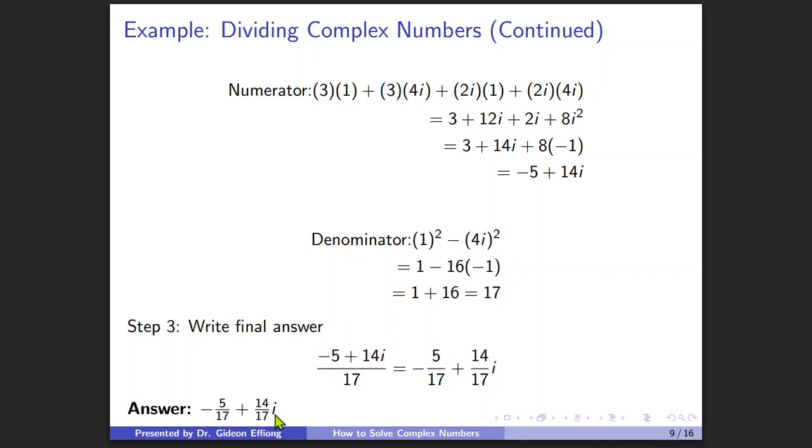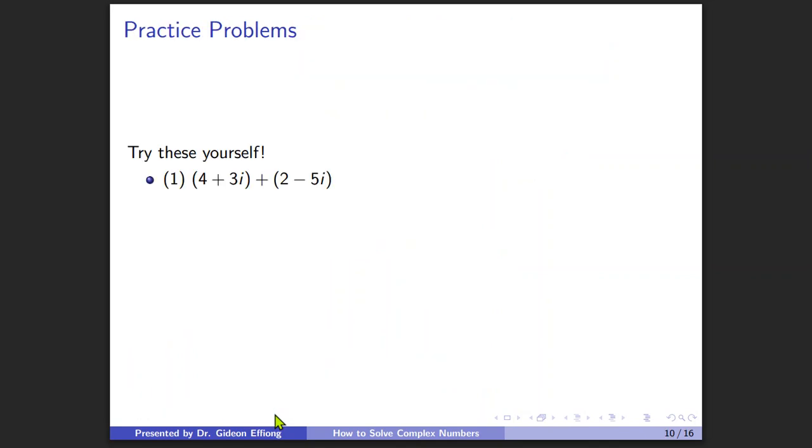By now, you should be able to solve these complex numbers. So you can try this yourself. Given this, you have to add these two complex numbers. Another example for you to try. Given this, 6 plus 2i minus 1 plus 7i.